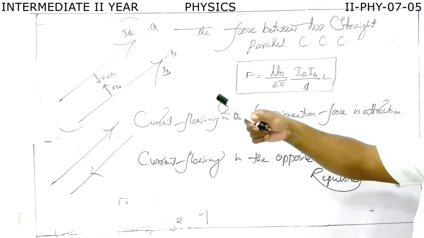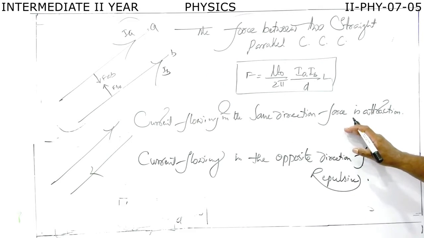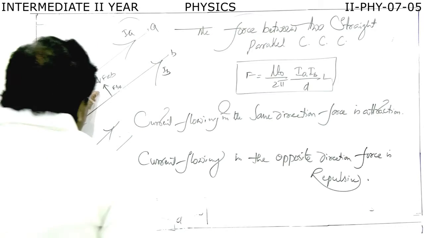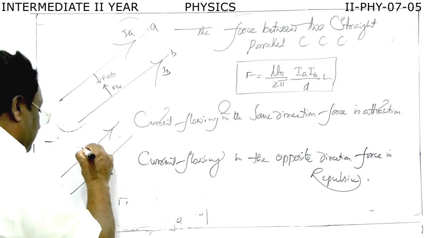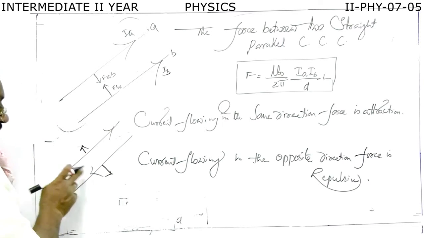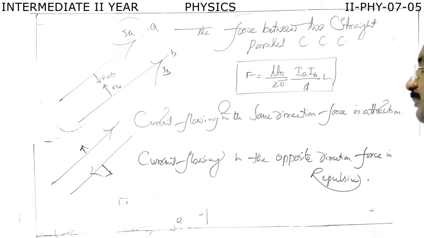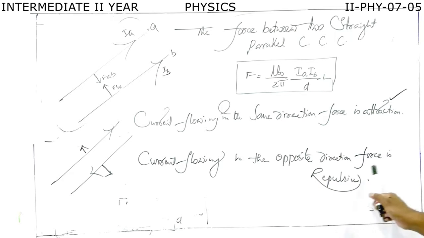Then if the current is flowing in the same direction, why is the force attraction? Because these two forces are acting inwards. That is why it is attraction. Here, the two forces are acting outwards. That is why here the force is repulsive. If the current is in the same direction, the force is attraction. If the current is in the opposite direction, the force is repulsive.